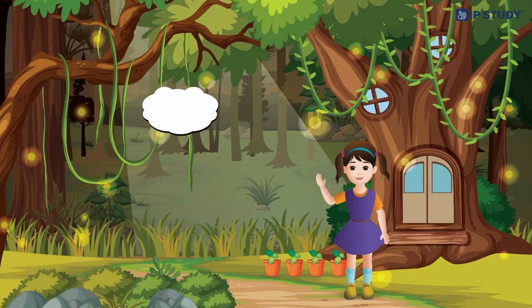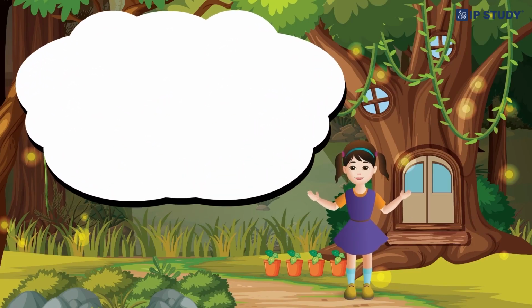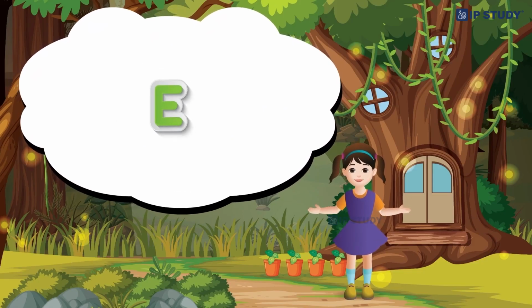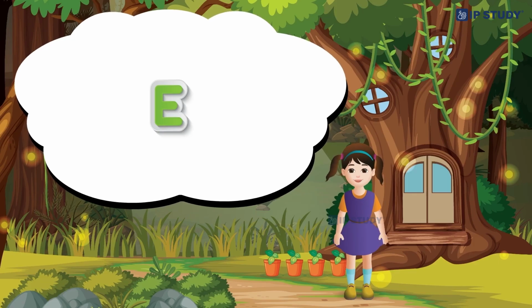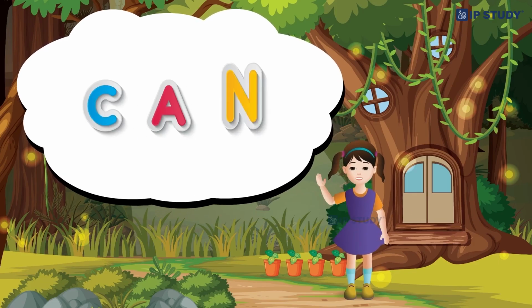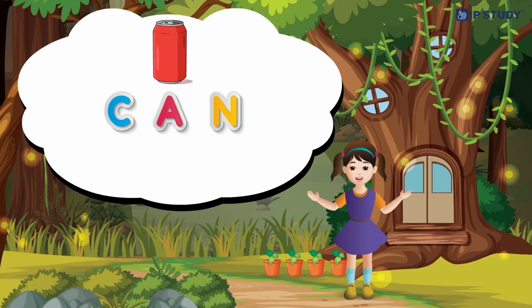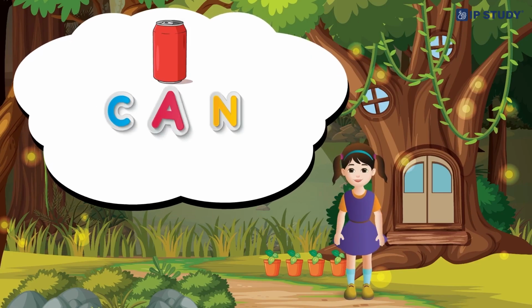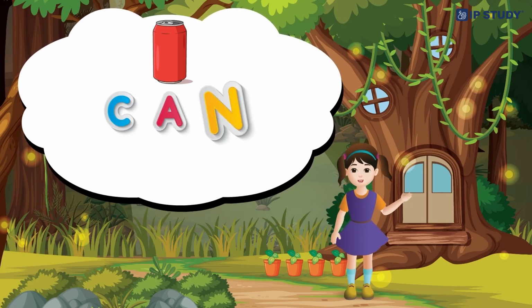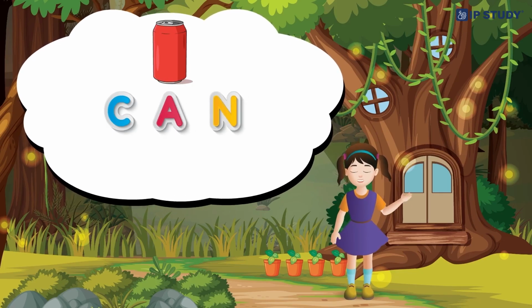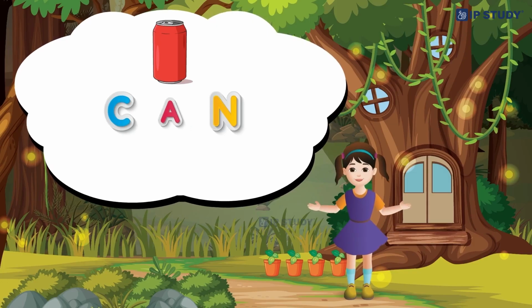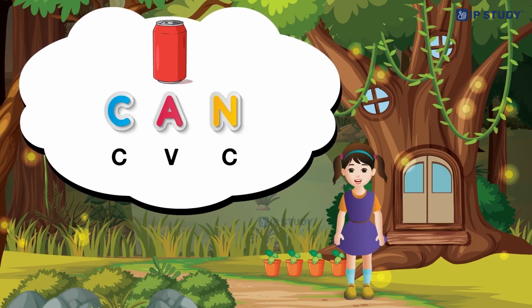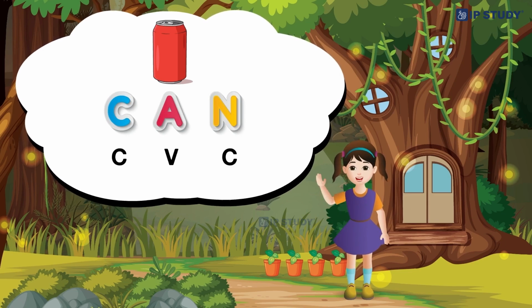Hello kids. Today, we will learn about Magic E. Before we begin, let's look at the following word. C-A-N. Can. Here, C is a consonant, A is a vowel and N is a consonant. Thus, we can say that can is a CVC (consonant vowel consonant) word.